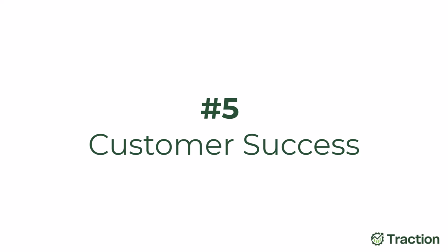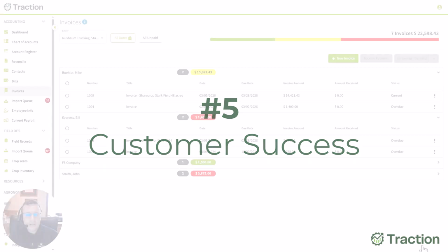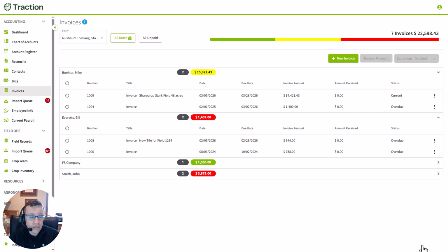And number 5, customer success. So this is probably one of the most important things of really any software system that you pick. But with us, we have a full team of individuals that understand farming. They deal with farmers every day.